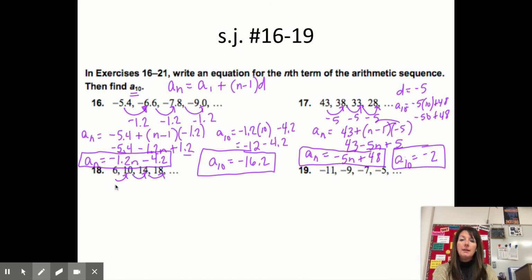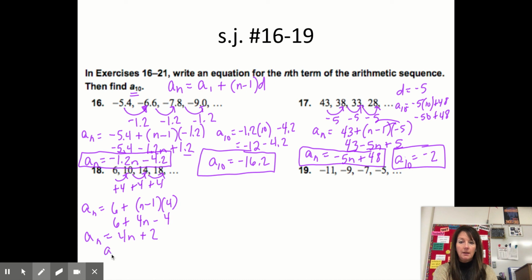So from 6 to 10, plus 4, plus 4, plus 4. So A sub n is equal to the A sub 1, which is in this case 6, plus n minus 1 times 4. So 6 plus 4n minus 4. 6 minus 4 is 2. So A sub n is equal to 4n plus 2.